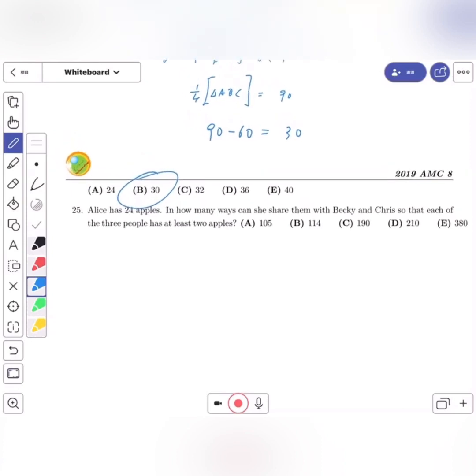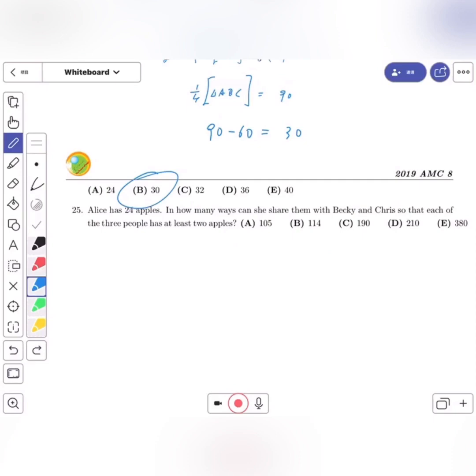So Alice has 24 apples. In how many ways can she share them with Becky and Chris so that each of the 3 people has at least 2 apples? Okay. So for this problem, we see that the answer choices are pretty large, so probably not a good idea to just list all of them out. So what is probably a simpler or more convenient way?